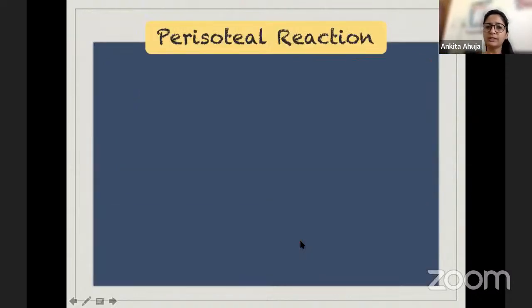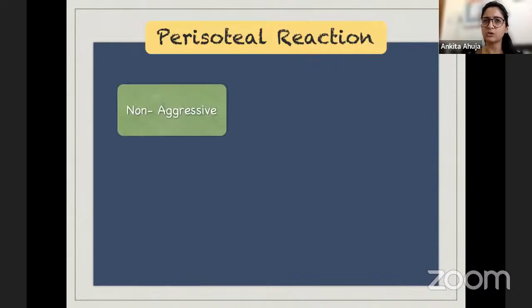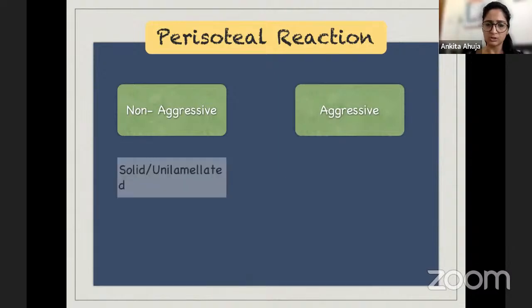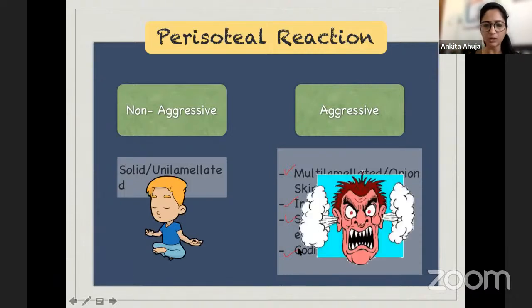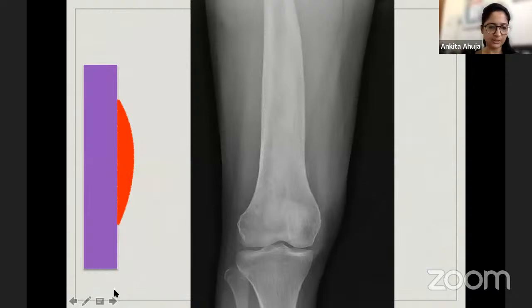Now moving on to the next most important thing which we need to do, which is periosteal reaction, after looking at the zone of transition. So again, if you see a solid unilamellated periosteal reaction, that's non-aggressive. And whatever else kind of periosteal reaction you see, whether it's multilamellated, interrupted, spiculated, or Codman's triangle, it suggests an aggressive etiology. So let's see a few examples.